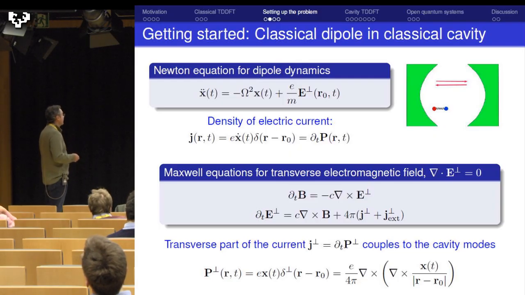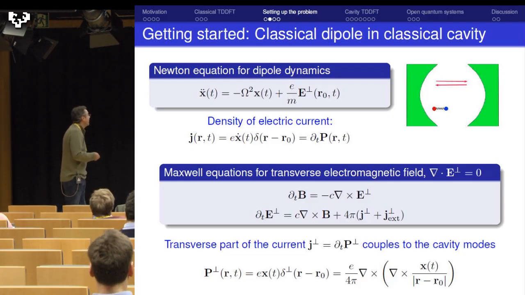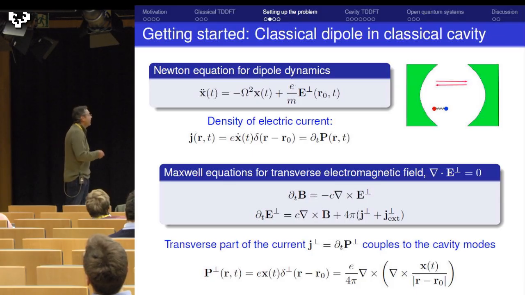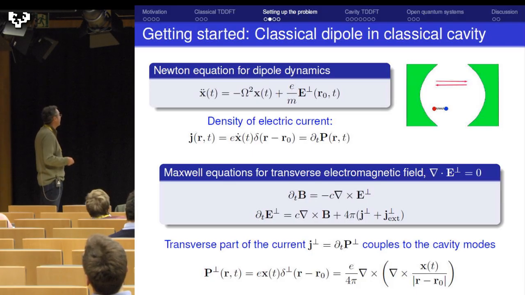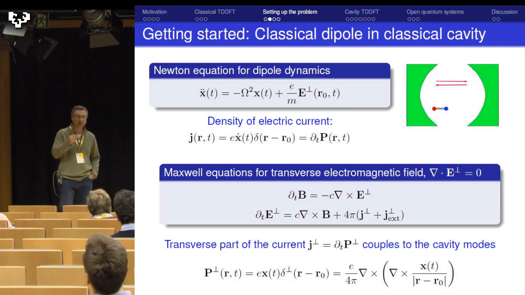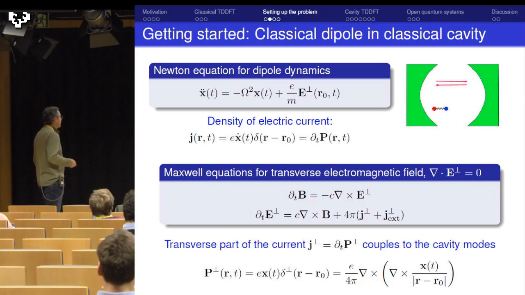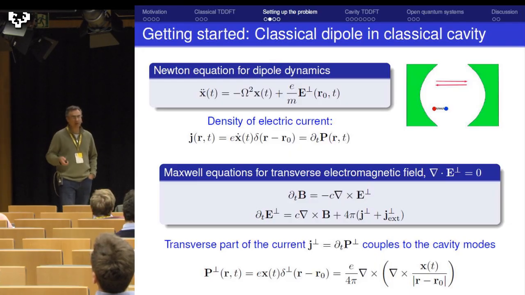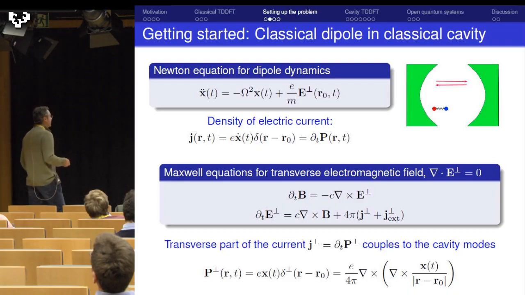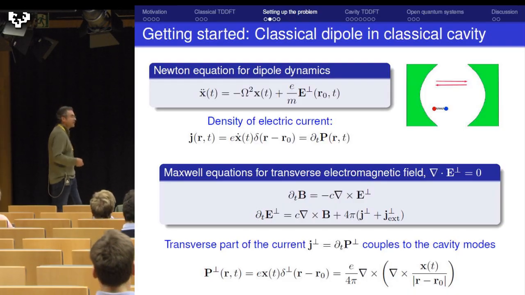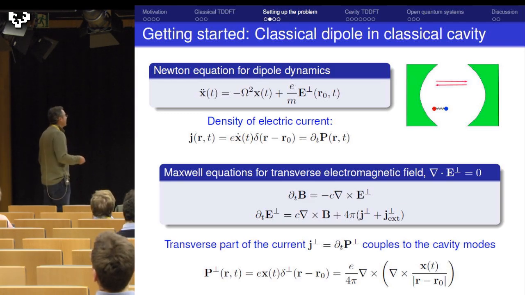So now how do we describe the dipole? The dynamics of the dipole is described by Newtonian dynamics. So there is a spring constant and the electric field of the cavity modes. Because there is a charge, the motion of this charge gives an electric current, which can be written as a time derivative of the local dipole moment of the electronic system. And because we have an electric current, this current can be fed back into the Maxwell equations describing the electromagnetic degrees of freedom. So all in all, we have a coupled system of equations: the Newtonian dynamics for the electron, and the Maxwell equations for the electromagnetic degrees of freedom, where this is the transverse electric field. This is the transverse part of the polarization current.